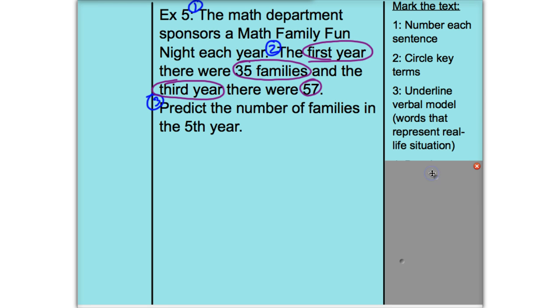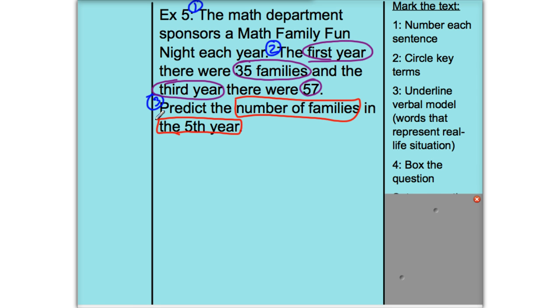Underline any words that are going to help you set up your equation. In this case, we don't have any additional words that are jumping out at me right now, so I'm not going to underline anything. And finally, box the question. Number of families, 5th year.